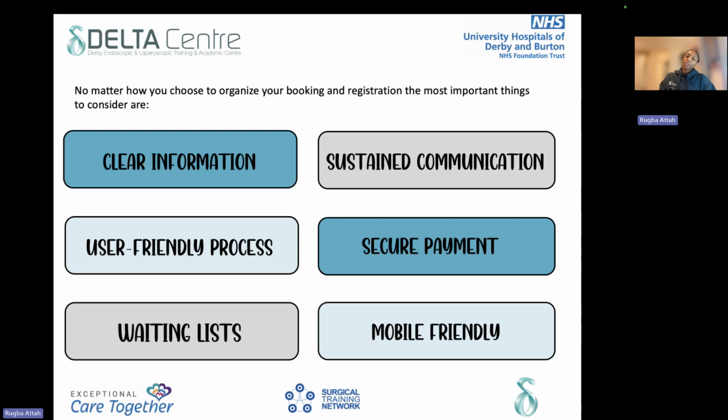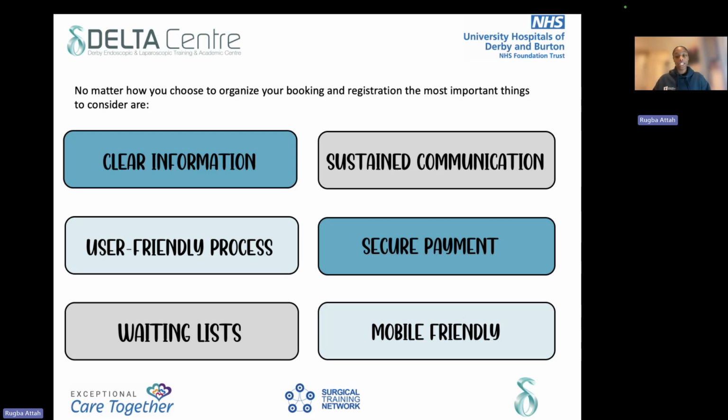So no matter how you choose to organise your booking and registration, there are important things to consider. Making sure that information is set out clearly, so that's date, time, location, what your course is about, what's going to be offered. Making it a user-friendly process, so not too complex, and also making sure it's mobile-friendly, as that will most likely be the way that people will register for the course, so it's easy to do on the phone.